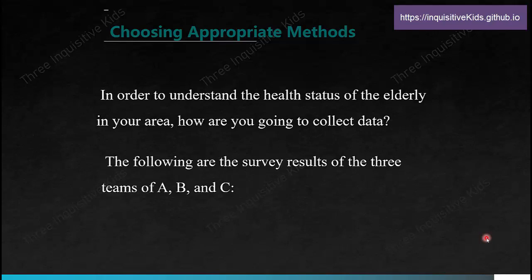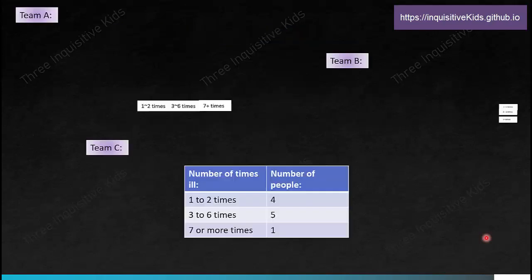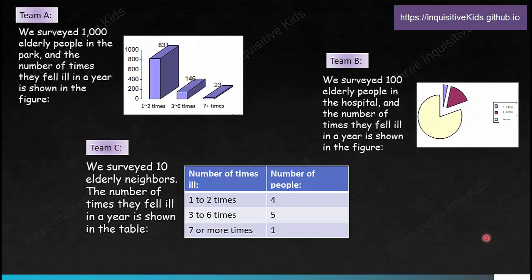In order to understand the health status of the elderly in your area, how are you going to collect data? The following are the survey results of 3 teams of A, B, and C. Team A. We surveyed 1,000 elderly people in the park, and the number of times they fell ill in a year is shown in the figure.